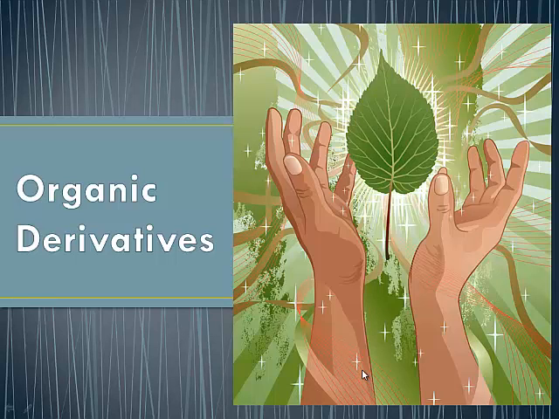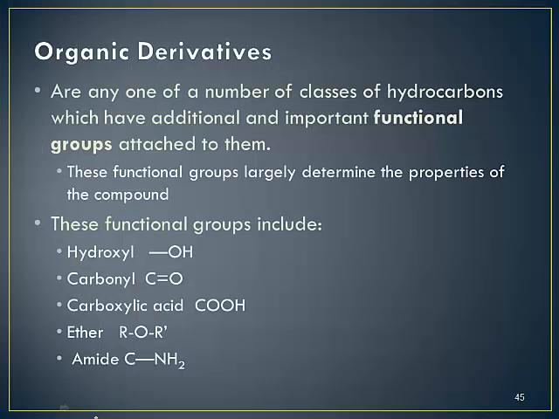The final section that we have to look at in organic chemistry in the year is looking at organic derivatives. Organic derivatives are any one of a number of classes of hydrocarbons, meaning that they have a carbon backbone with hydrogens attached off of them, which have additional and important functional groups attached to them. And these functional groups largely contribute to the properties of the molecule, although it's also important that they would have a certain number of carbons that might determine in part whether or not the substance becomes a liquid, a solid, or a gas. The functional groups will give a lot of characteristic properties to the molecule.